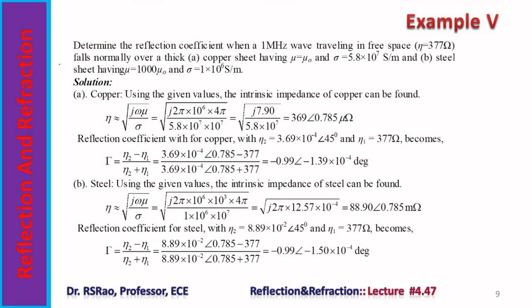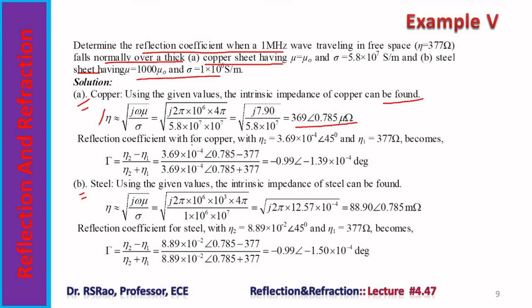Another problem: determine the reflection coefficient when a 1 MHz wave traveling in free space falls normally over a thick copper sheet, or a steel sheet. Data pertaining to copper are given, and data pertaining to the steel sheet are also given. We use this data. A, copper; B, steel. For copper, using the given values, the intrinsic impedance can be found without much difficulty. It is equal to 369 at an angle of 0.785 micro ohms.